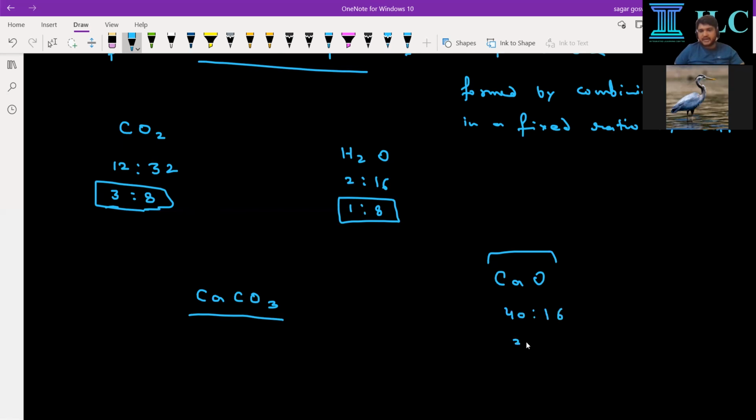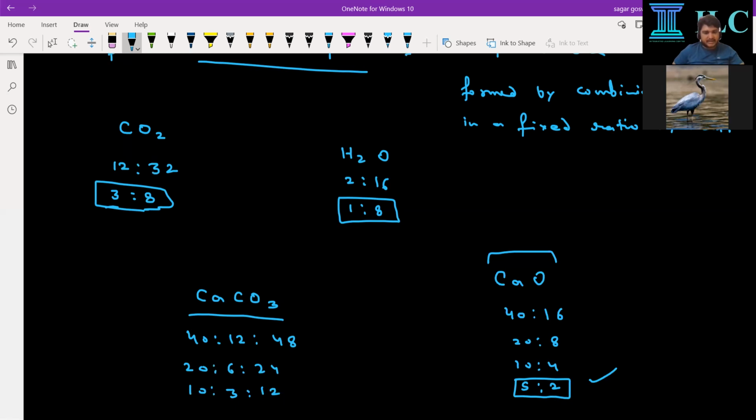So when you cut it, you will get 20:8. Again cut it by 4, 10:4. And again you will get 5:2, right? So this is your simple ratio by mass. Same thing I can do here: 40 ratio 12 ratio 48. When you cut it by 4, it will become 10 ratio 3 ratio 12. Can I cut it more? No. So this is the simple ratio, 10:3:12. This is the ratio for calcium carbonate, right? So this is the law of constant proportion or law of constant composition.